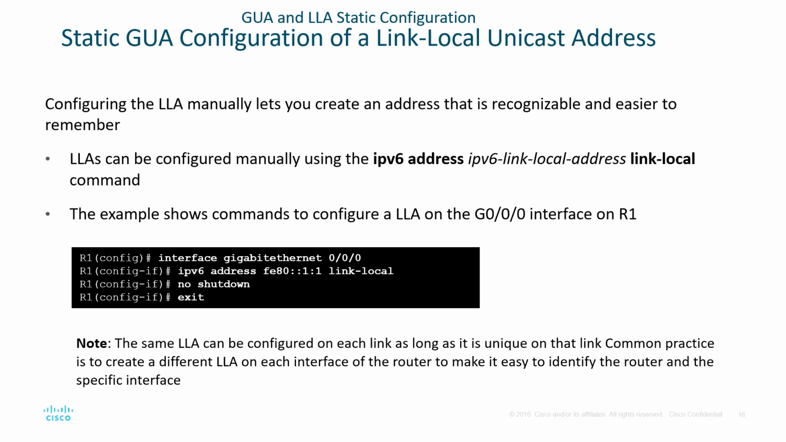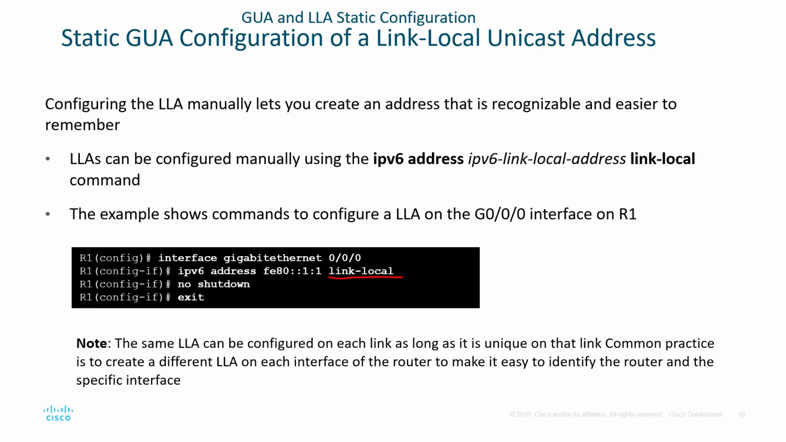So configuring the LLA manually will let you create an address that is recognizable and easier to remember. So rather than getting that very long string of an LLA assigned by the router, I can go in and use, again, the IPv6 address command and enter the IPv6 link local address. So in this case, FE80::1:1:1, and I have to specify that it is the link local in my command, in order for the command to be understood.